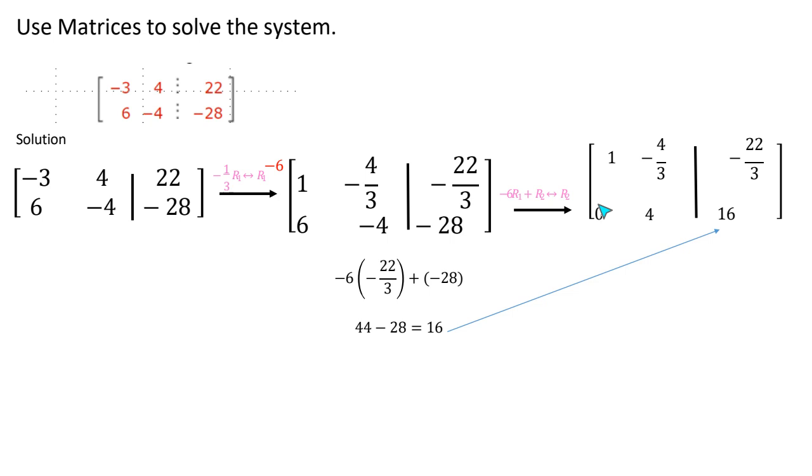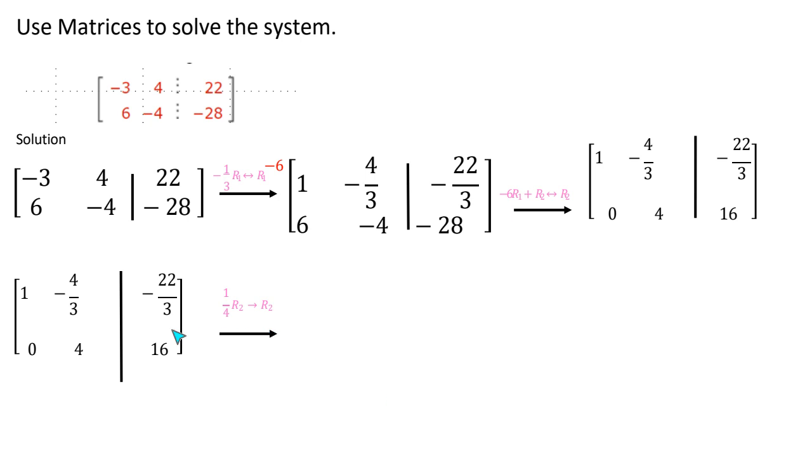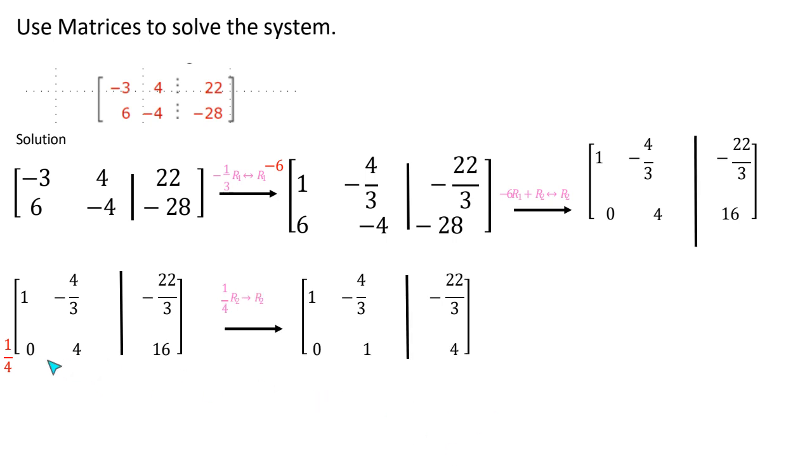So now we have our 1, we have our 0. Now I need this 4 to be a 1. So this 4, we're going to divide it by 4, or in matrices, we're going to multiply by 1/4 and then place our answer. So 1/4 times 0 is going to be 0. And 1/4 times 4 is going to be 1. 1/4 times 16 is going to be 4.